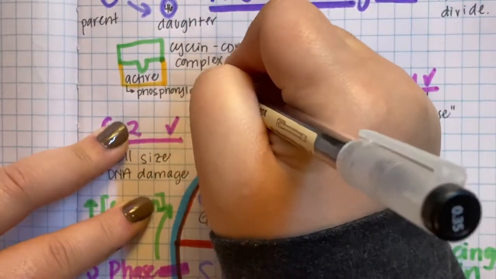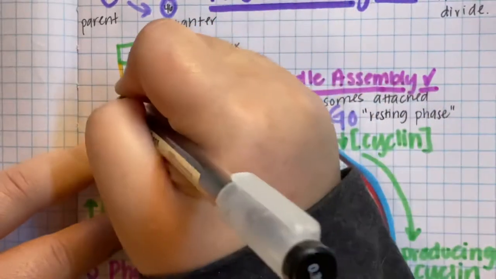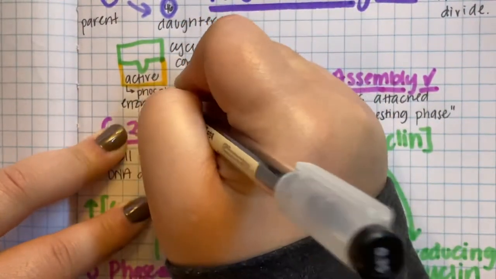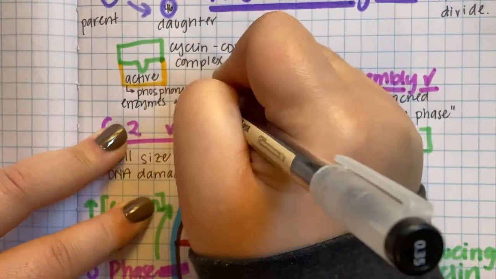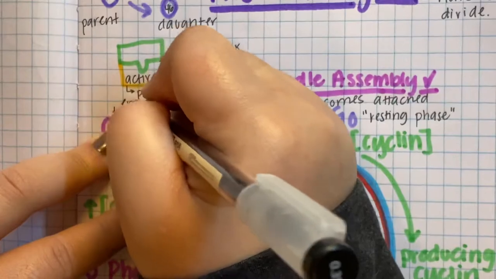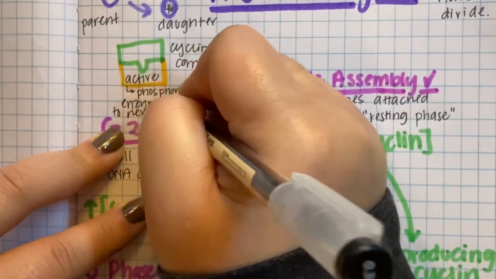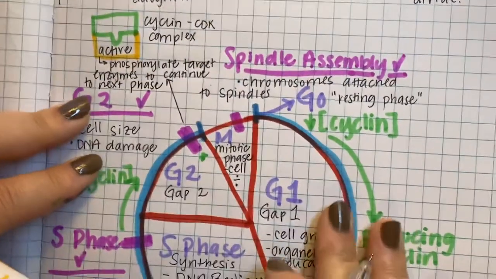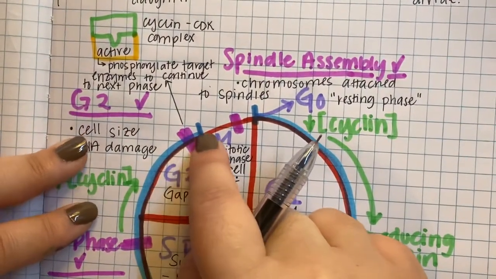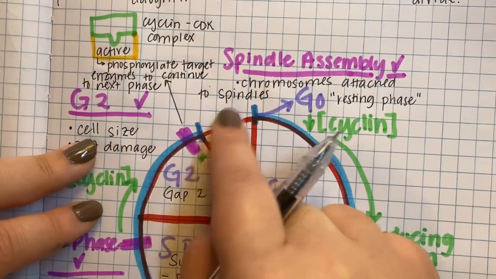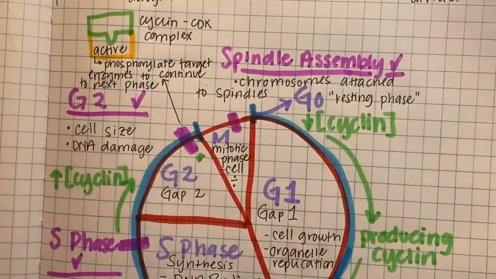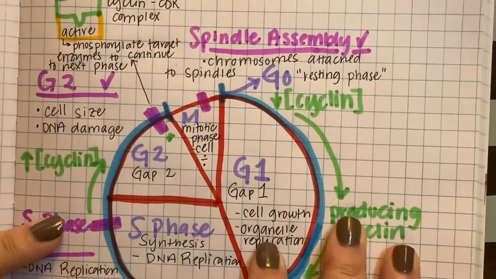target enzymes to continue to the next phase. Okay, so for this checkpoint, it'll be like those enzymes that will degrade the nuclear envelope, or it'll be the enzymes that cause the spindles to be created, because you only have these spindles during mitosis.